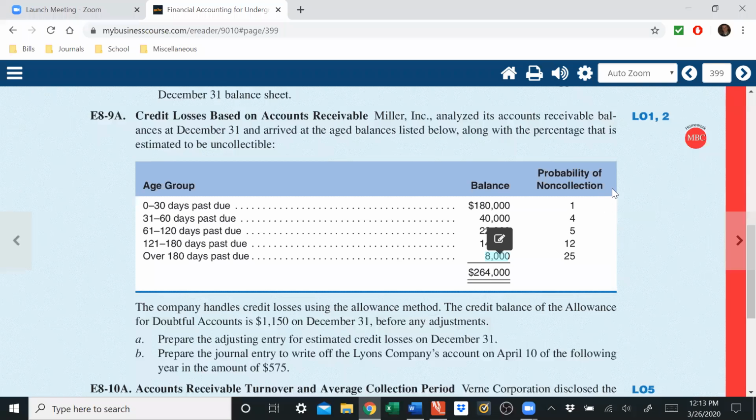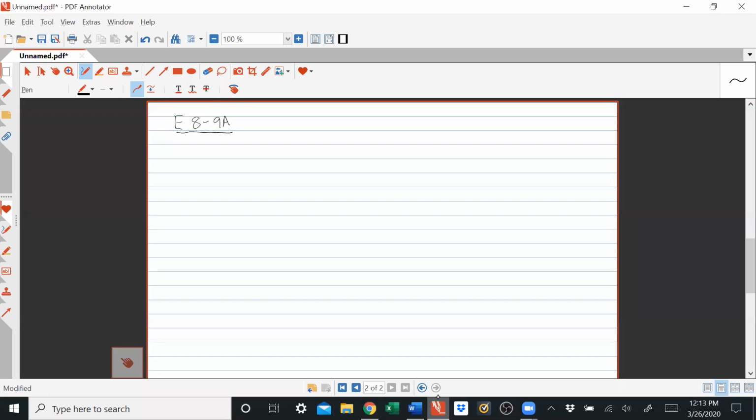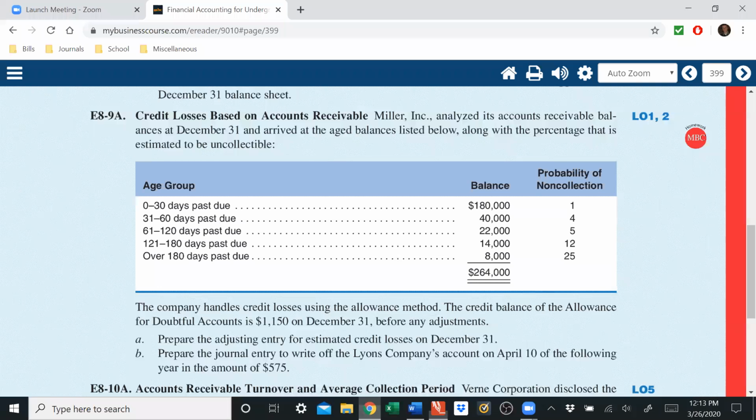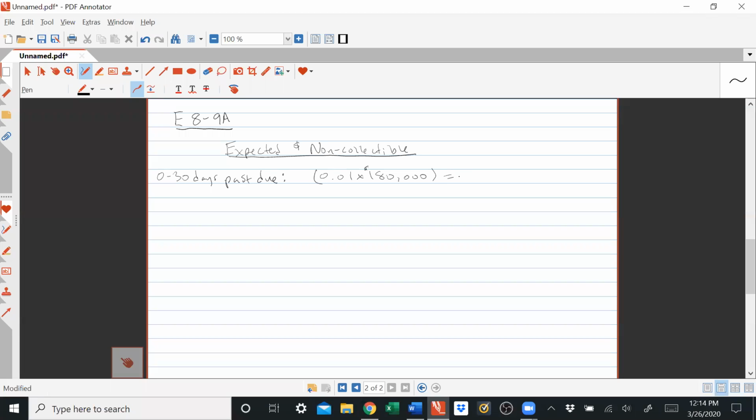So what we need to do is essentially make a third column to this table, and that third column is the expected amount that we won't be able to collect. It's just the product of the balance column and the probability column. So if we multiply these two columns together, we get the third column. Let's do that. This is the third column of the table. So the 0 to 30 days past due, we have 0.01 times 180,000, or what is that, 1,800?